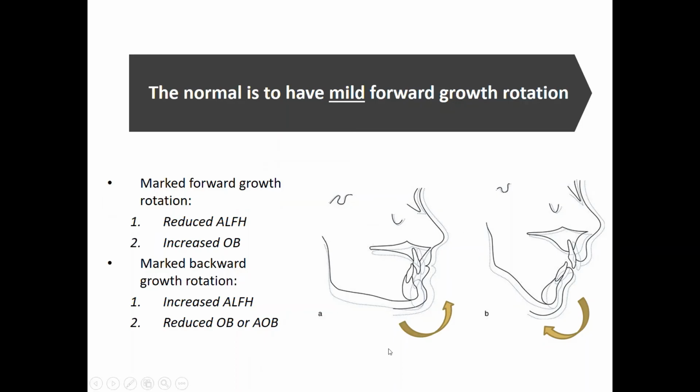Patients with marked rotation, so if a patient has anterior growth rotation and it is significant, not within the average, not the normal, then usually these patients will experience reduced anterior lower facial height and increased overbite. Patients, on the other hand, with significant posterior growth rotation usually will have an increased anterior lower facial height, reduced overbite, or sometimes even anterior open bite.